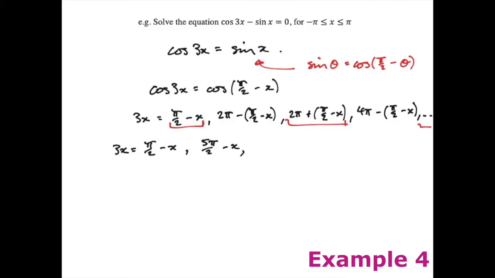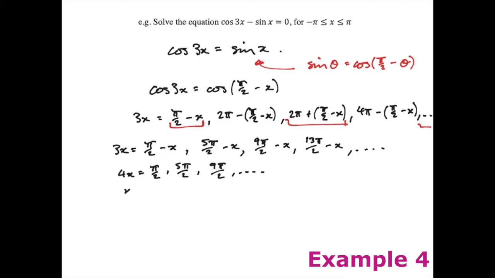Okay, the next one will be 4 pi plus pi on 2, which will be 9 pi on 2 minus x. Hopefully you can see the pattern now. So the next one would be, I keep adding 4 pi, so it'll be 13 pi on 2 minus x, and so on. No, just keep going. I want to add x to everything, so I get 4x equals pi on 2, 5 pi on 2, and 9 pi on 2.